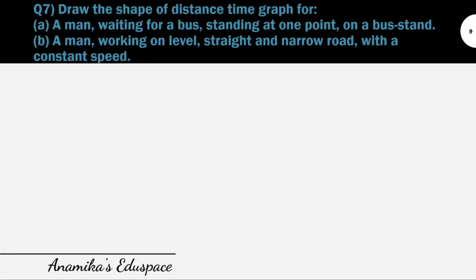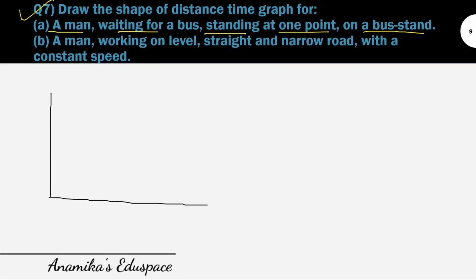Clear? Next. Question number 7. Draw the shape of the distance-time graph for a man who is waiting for a bus, standing at one point on the bus stand. Okay. So as the man is standing at one point on the bus stand and waiting for the bus, the path of the man would be like this. So if you draw, then you have to draw it like this.